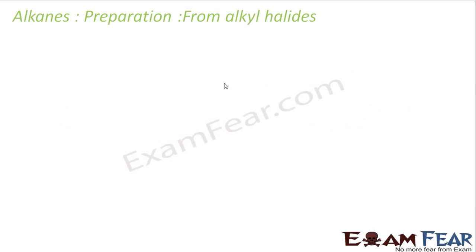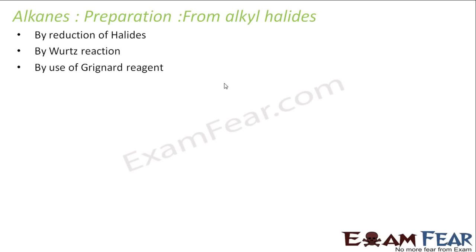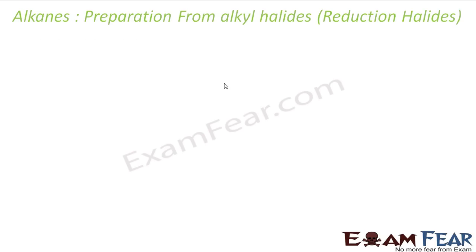Let's study the preparation of alkane from alkyl halides. We have three methods to prepare alkane from alkyl halides. The first is the reduction of the halides. The second is the Wurtz reaction. The third is using the Grignard reagent. Let's start with the first one, where we do the reduction of the halides.